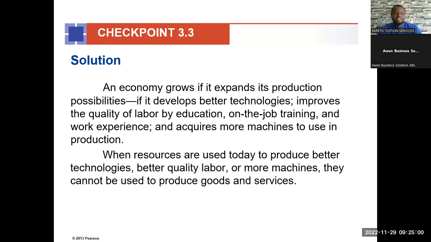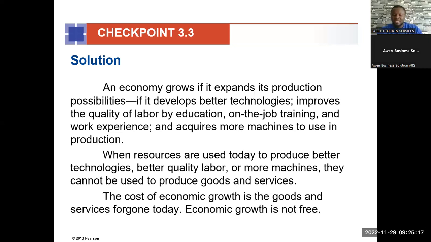But then the resources we are using to better our technology, to better the quality of labor, to produce more machines, those are the same resources that we use to produce goods and services. So if we are now using them to produce these capital goods, then we cannot produce the goods and services. So we have to sacrifice the current production and consumption of those consumption goods. Then we produce the capital goods.